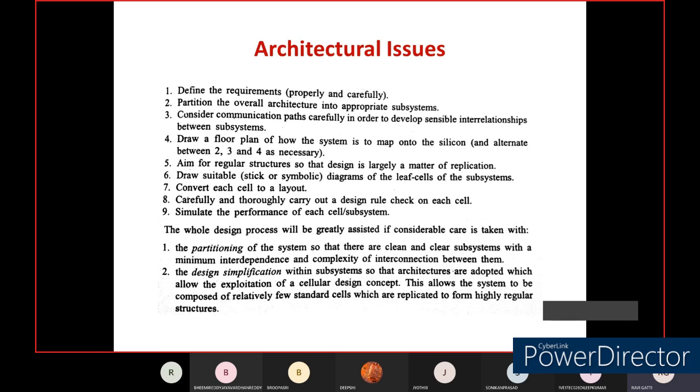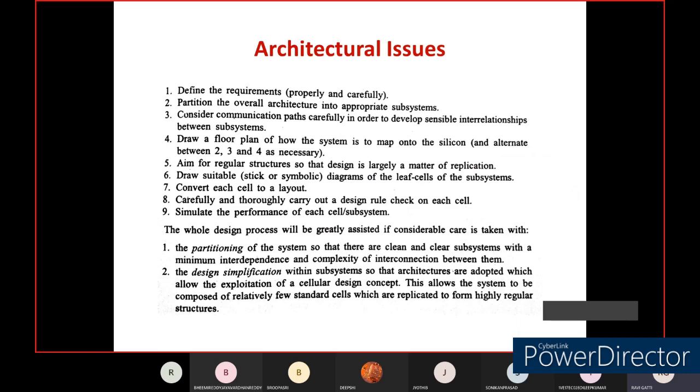The second one is the partition of your overall architecture. If you have a very complex architecture, it is necessary to divide it into smaller components, and you should make sure that the division is not dependent between the two subsystems. Whatever division you take care of, the dependency between one subsystem and another should be minimal, so that we can individually test and debug if any error occurs in a subsystem.